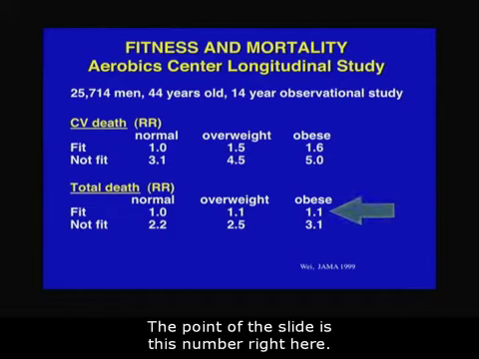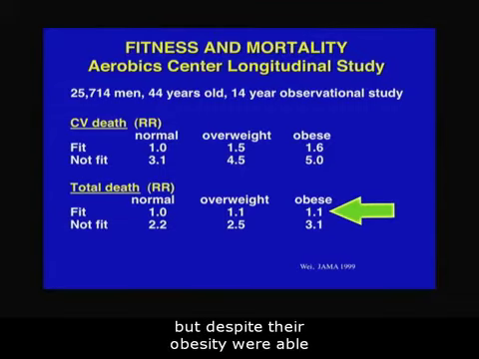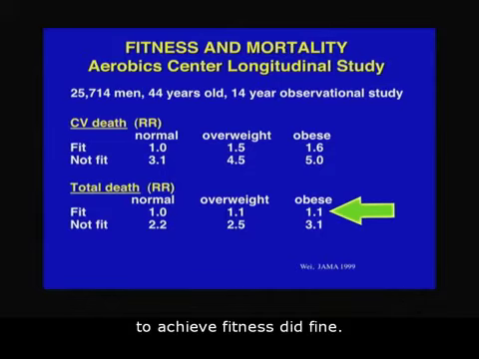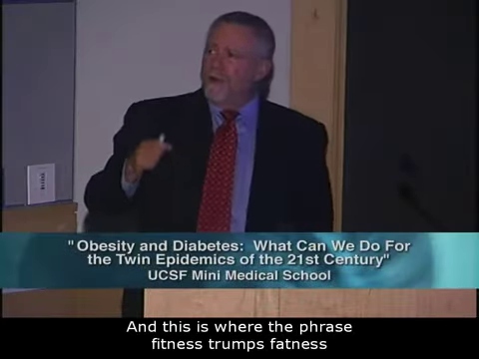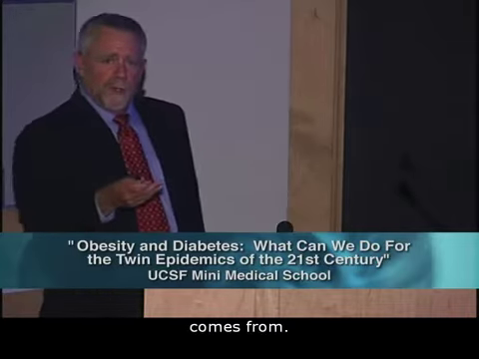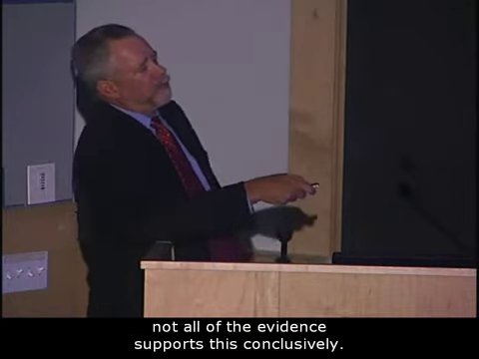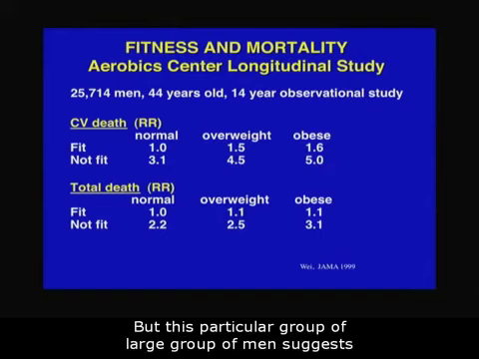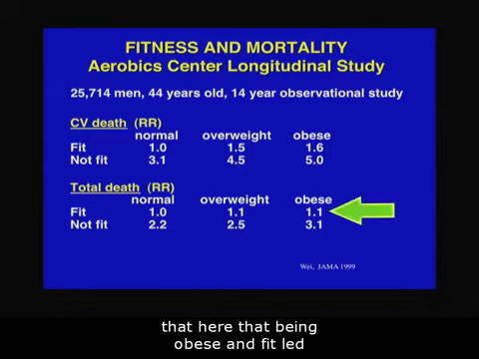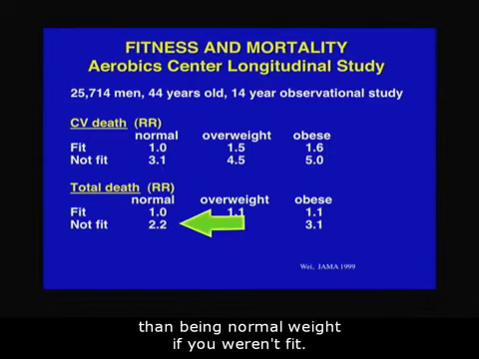The point of this slide is this number right here. That is to say that those individuals who are obese, but despite their obesity were able to achieve fitness, did fine. And this is where the phrase fitness trumps fatness comes from. And it's not a slam dunk. Not all the evidence supports this conclusively. But this particular group, large group of men, suggests that being obese and fit led to better health outcomes than being normal weight if you weren't fit.